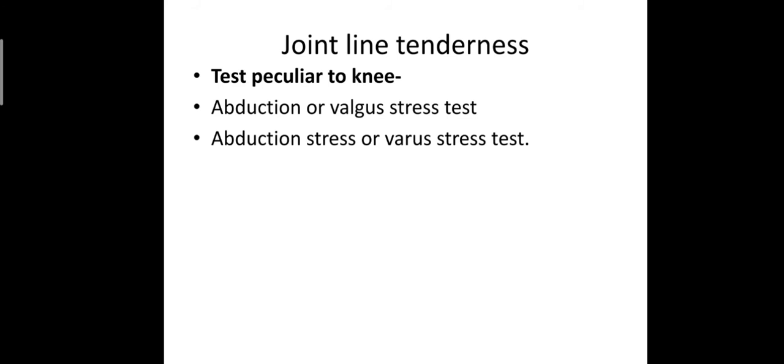Tests peculiar to the knee. As mentioned earlier, the stability of the knee depends on the soft tissues: the capsule, the meniscus, the quadriceps, the cruciate and the collateral ligaments. To detect the integrity of the above structures, stability tests are carried out.